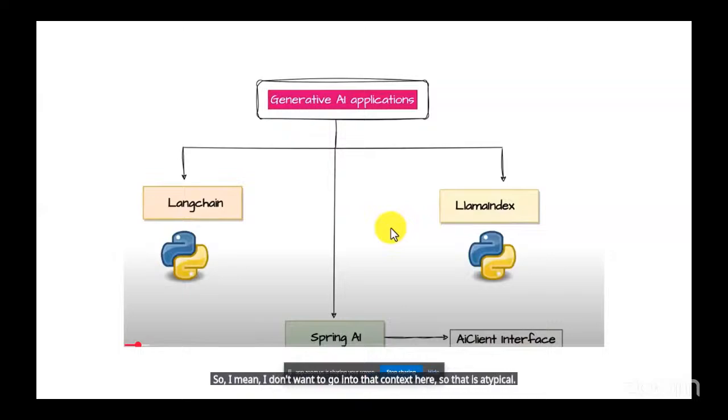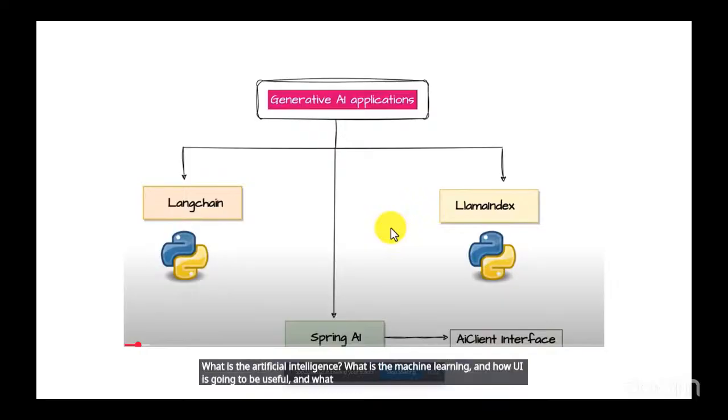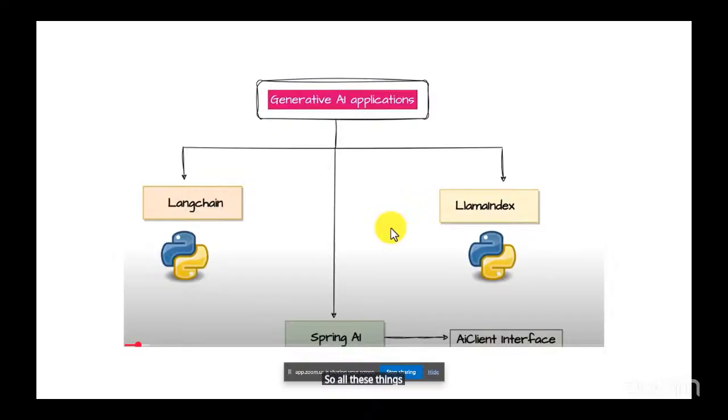Now, coming back to our next topic, I gave you a typical example on AI. What is artificial intelligence? What is machine learning? How is AI going to be useful? And what is generative AI? So all these things I have discussed over here.